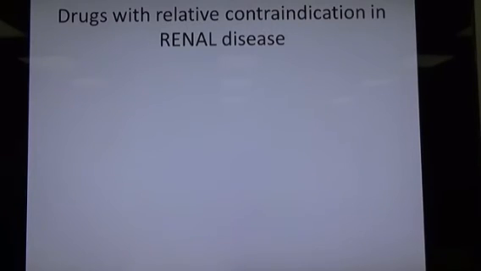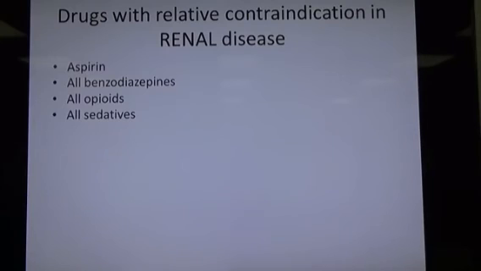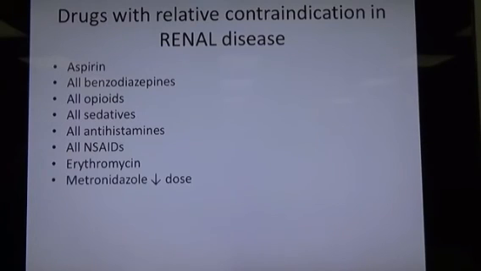Drugs, I think all of you have this list of drugs having contraindication in renal diseases: aspirin, benzodiazepines, opioids, antihistamine sedatives, NSAIDs, erythromycin, metronidazole, decrease the dose, paracetamol, also decrease the dose. Tetracycline should not be given in renal disease.